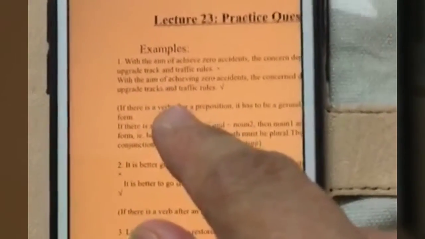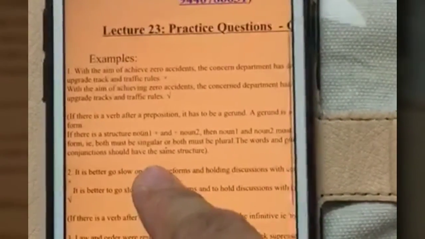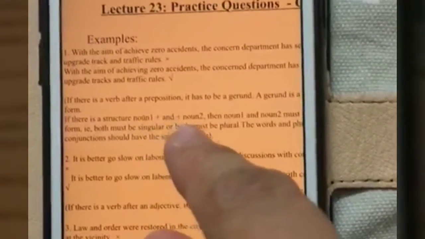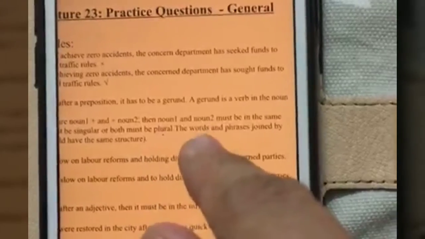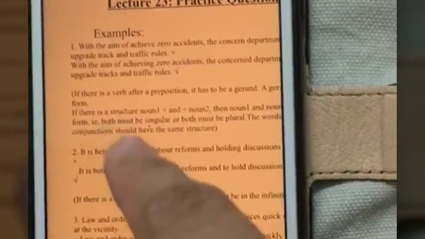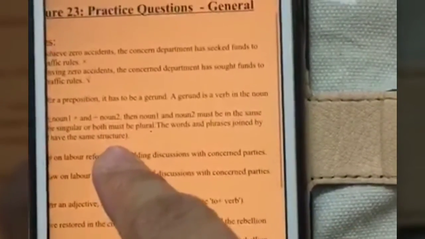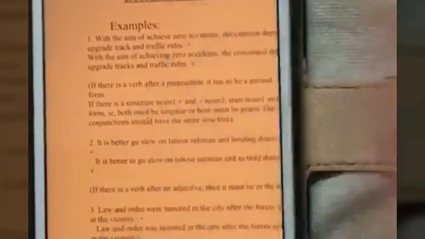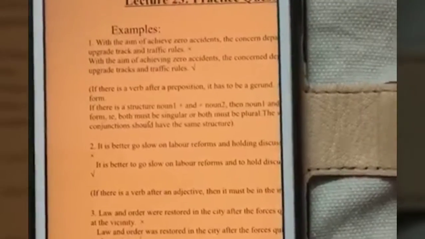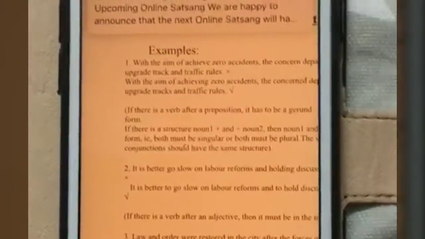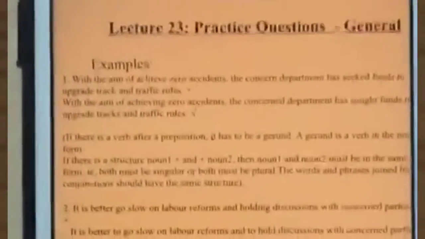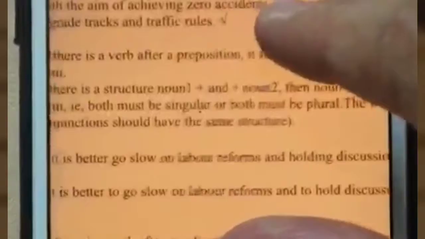Because when you're using and in a sentence, and when the structure is such that you have noun 1 plus and plus noun 2, then noun 1 and noun 2 must be in the same form. That is, both must be singular or both must be plural. The words and phrases joined by conjunctions should have the same structure. That means when two sentences or two words or two phrases are joined by conjunctions, the part before the conjunction and the part after the conjunction should be of the same structure. We'll see more such examples, okay? Let's move on to the next one.